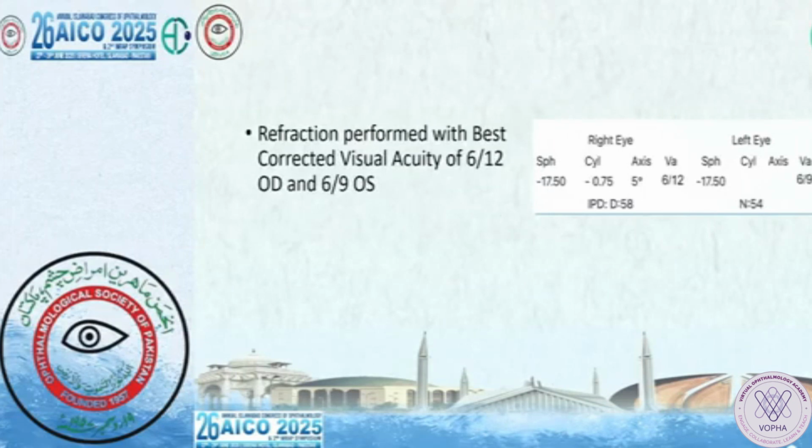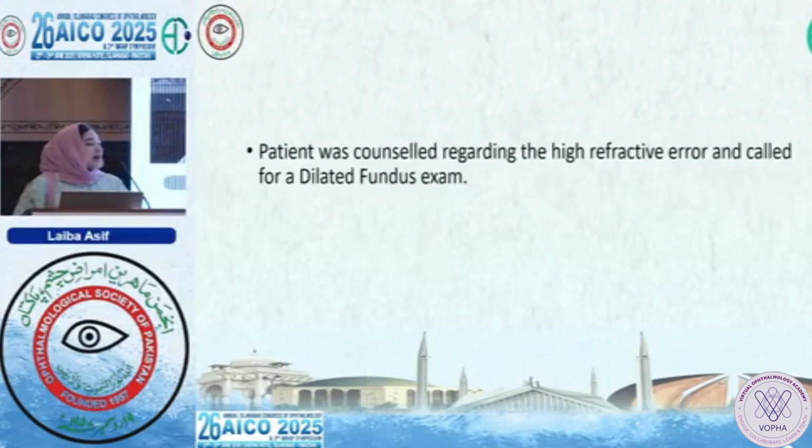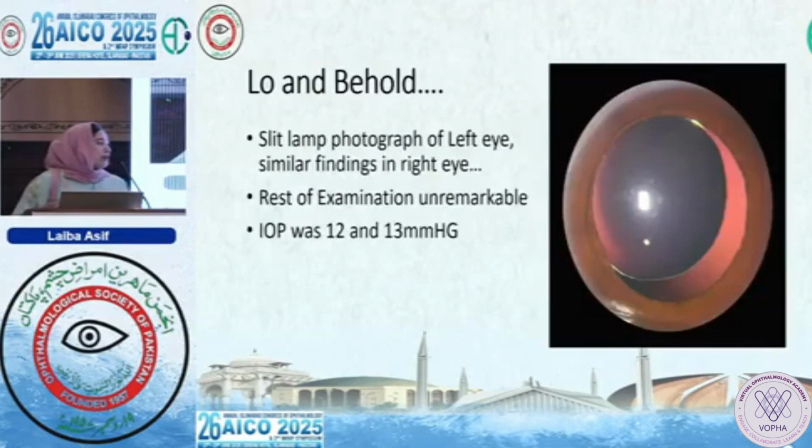The refraction showed the patient's best corrected visual acuity was 6/12 and 6/9, OD and OS, with minus 17.50 diopter sphere in both eyes. So we counseled the patient regarding the high refractive error and called her for a detailed exam. Lo and behold, what seemed like a case of high refractive error turned out to be a case of bilateral microspherophakia with subluxation.